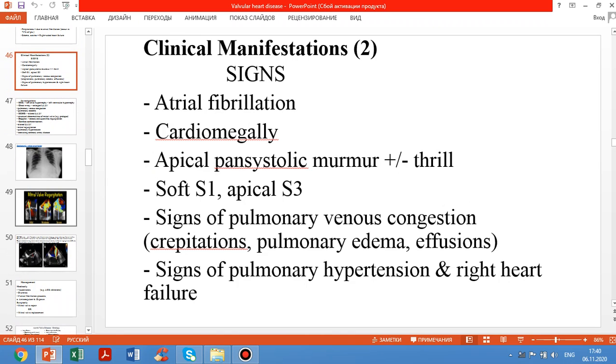Clinical manifestation, signs: atrial fibrillation, cardiomegaly, apical pansystolic murmur, soft S1 and apical S3. Signs of pulmonary venous congestion: crepitations, pulmonary edema, or pulmonary effusions. Signs of pulmonary hypertension and right heart failure.